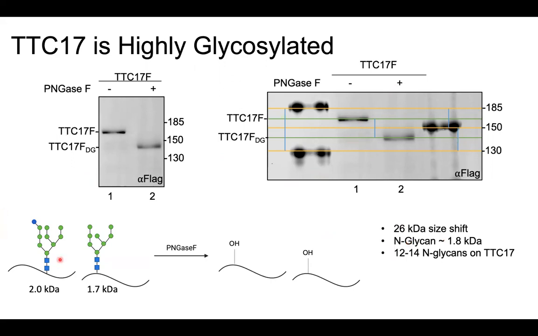And TTC17, being an ER resident, most likely has high mannose glycans, seen here to the left, one of these structures and anything in between. So we estimate around 1.8 kilodaltons per N-glycan, which leaves us with about 12 to 14 occupied sites on TTC17. So most of those putative sites, if not all, should be occupied.